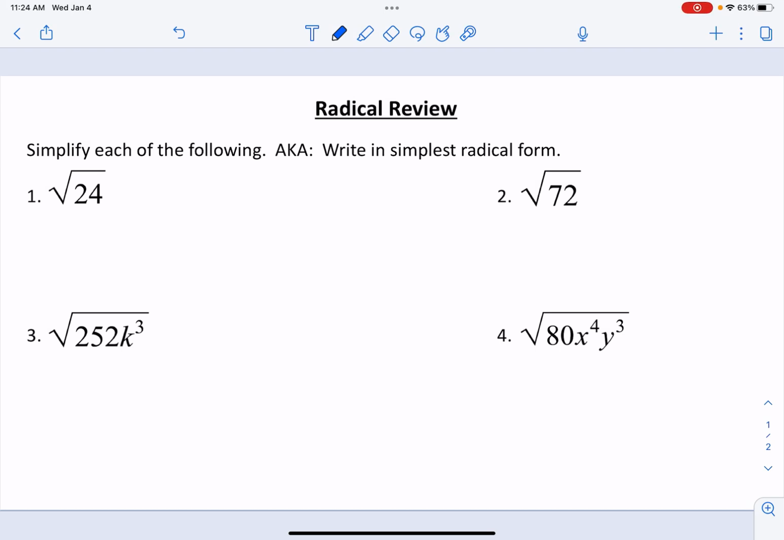In this video, I'm going to review some properties of radicals that you hopefully remember from Algebra 1, but students often struggle with them, so I wanted to review them during this current chapter because we will need them in the next chapter.